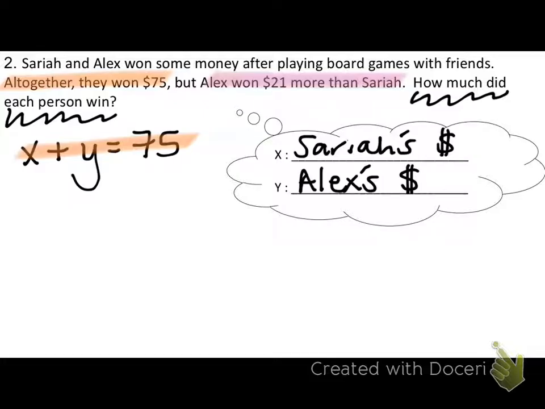Let's go ahead and make our pink equation. It says Alex won 21 more than Soraya. Who won more? Alex. Alex won more. By how much? 21. So what Alex won, Y, is 21 more than Soraya, which is X. Boom. That's our pink equation. I'd like you to solve this using substitution and then check your answer. So go ahead and pause. Check your answer when you're done.